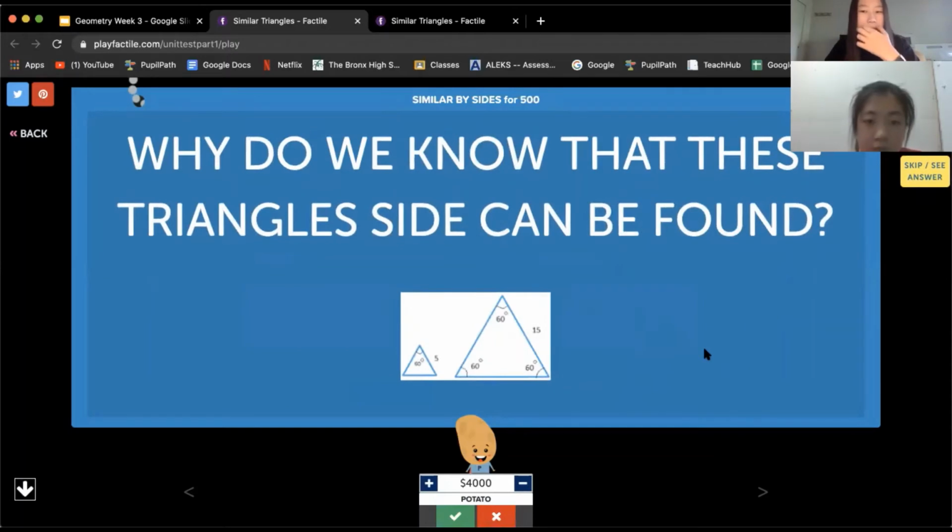Why do we know that these triangle sides can be found? We know that these sides can be found because, as you can tell, this is an equilateral triangle. So that means that all the sides are congruent. So this side is also going to be 5. This side is also going to be 5. This side is going to be 15. This side is also going to be 15.